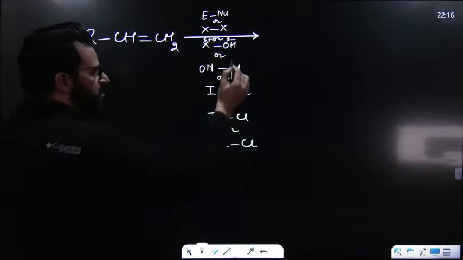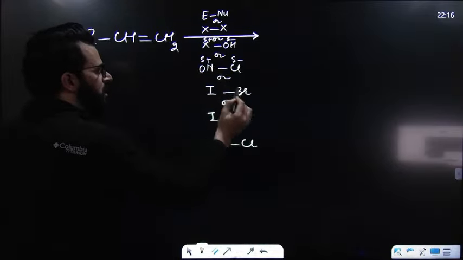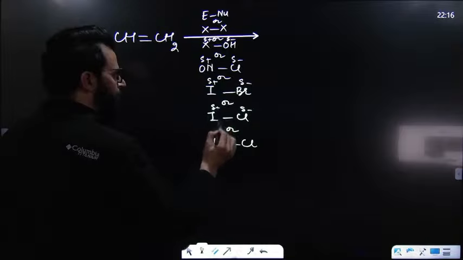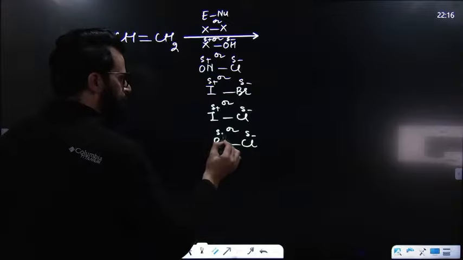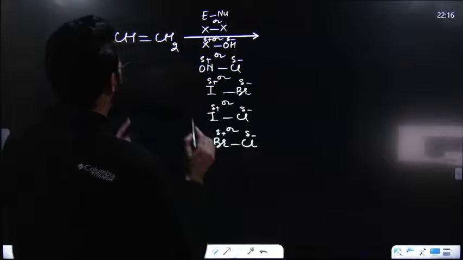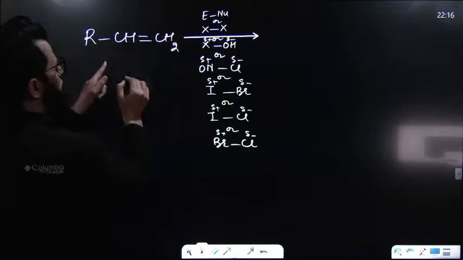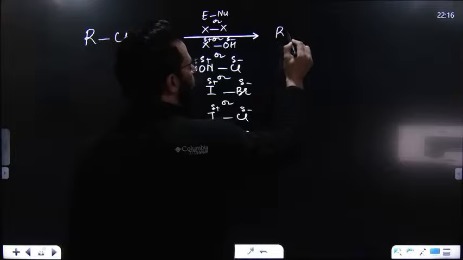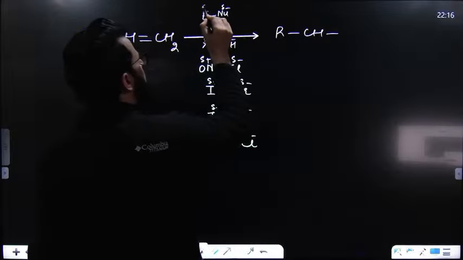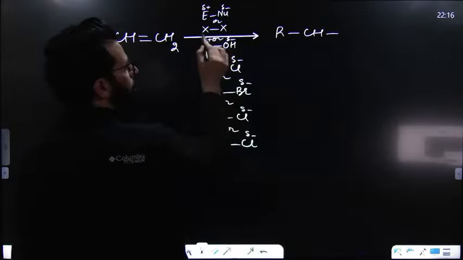But in these cases, you have to add these negative and positive parts according to Markovnikov's rule, because there is no rearrangement. So add negative according to Markovnikov's rule. So can I say it will be like this? Negative is generally the nucleophilic part, and the electrophilic part is generally positive, except this one.